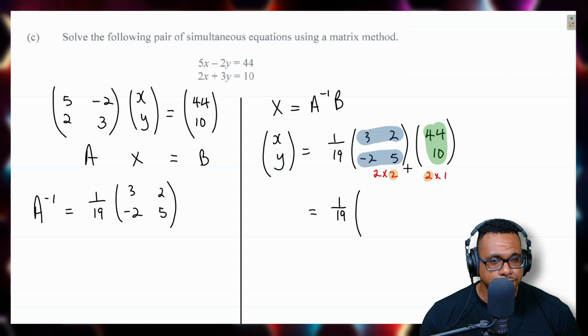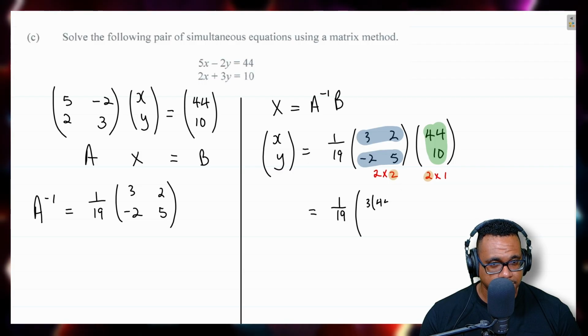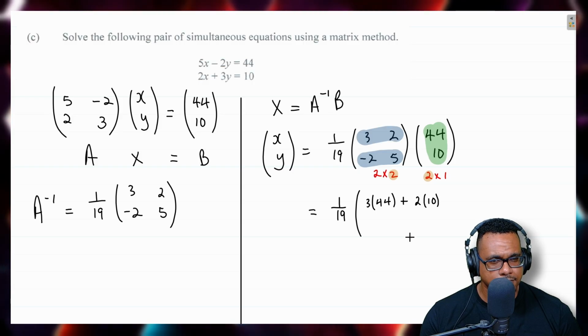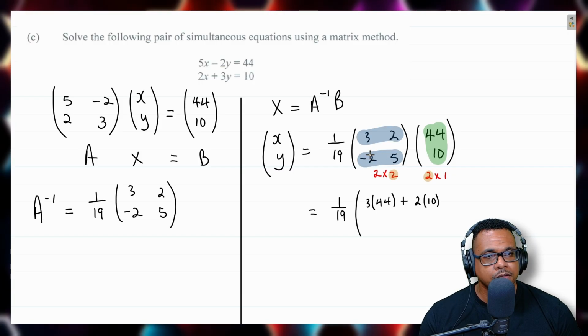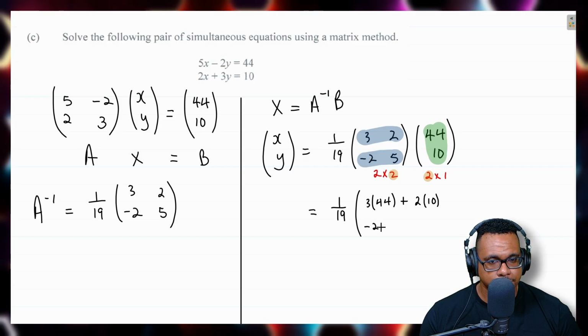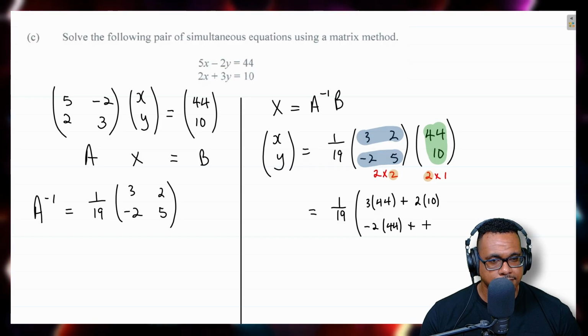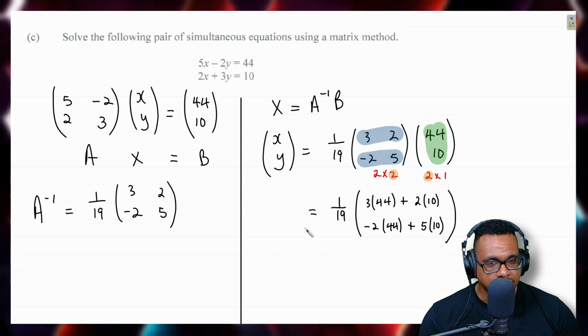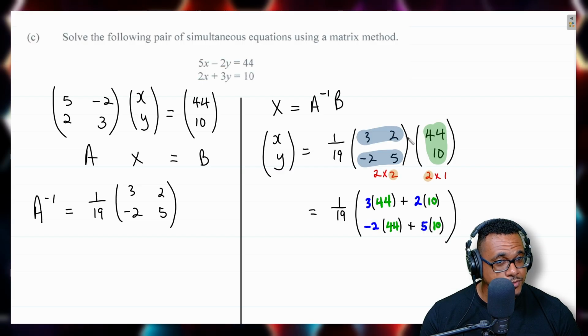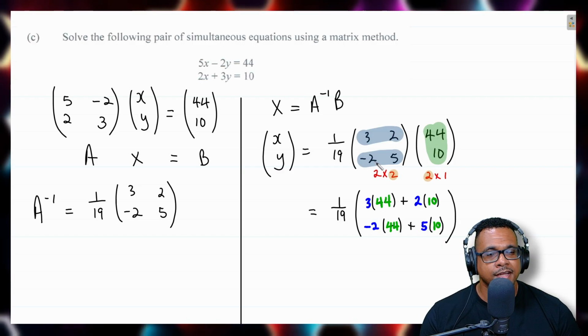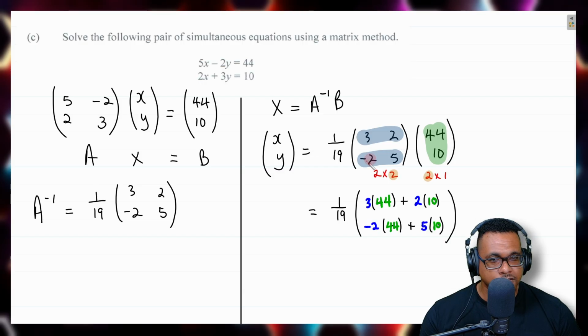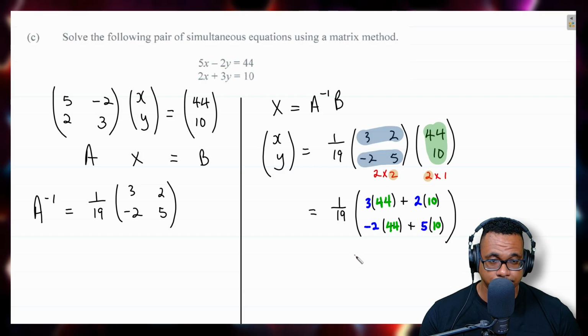All right, so let's go. Let's write out 3 times 44 plus 2 times 10. And then coming down here, second row, only column: negative 2 times 44 plus 5 times 10. Close brackets. So let's recap on that. 3 times 44 plus 2 times 10. See that? Row by column. And then coming down, this row by this column, negative 2 times 44 plus 5 times 10.